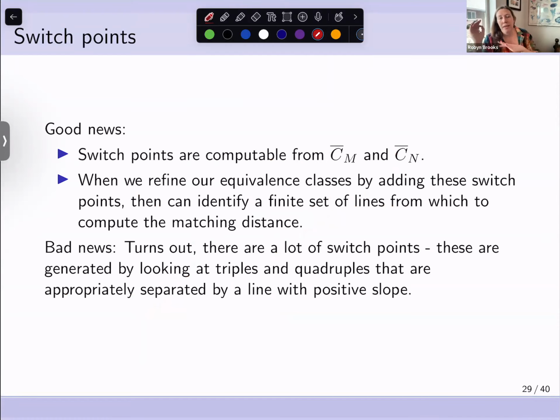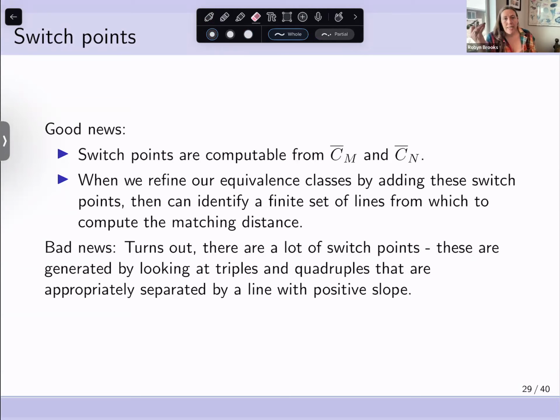I'd say moreover, thinking back to those related papers, the other groups that compute the exact matching distance also have some form of switch point in their framework, where they're finding places where optimal matchings with respect to the bottleneck distance might change. And though we have different formulas because we have different notation, a lot of these switch points are the same.